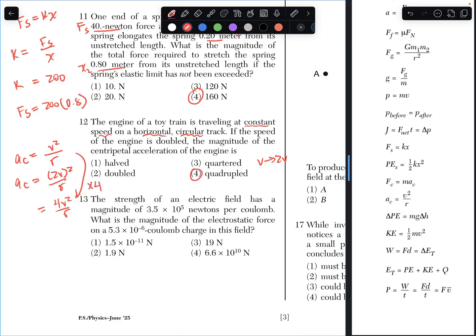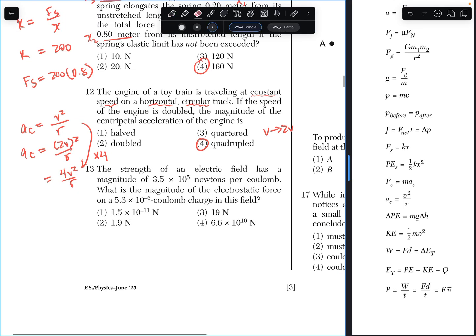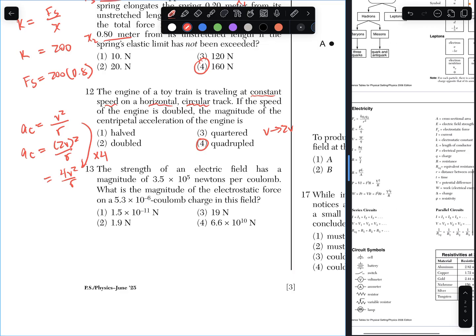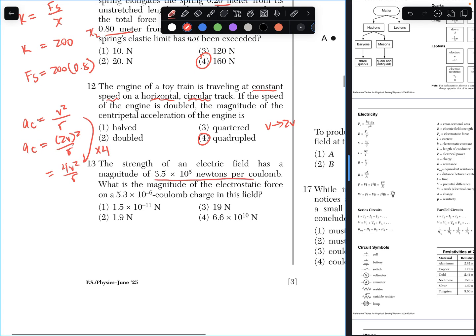The answer is 4. An electric field has a magnitude of 3.5 times 10 to the power of 5 newtons per coulomb. So that is the electric field strength. Let me just double check what the variable is. So this is E. So this would be my E.